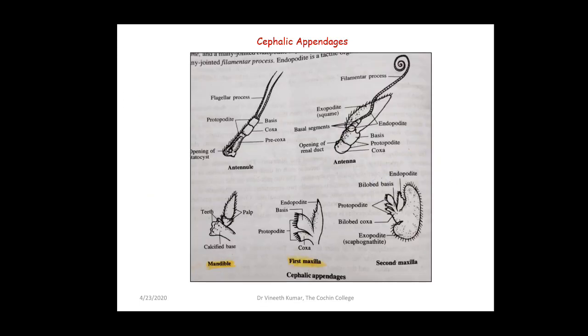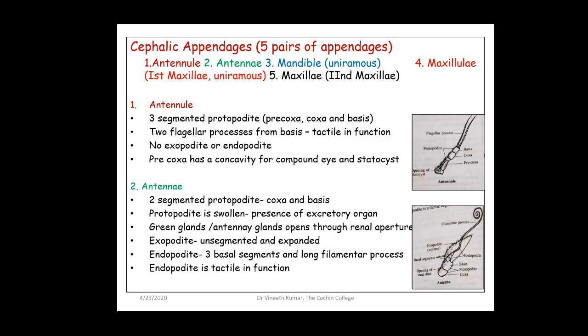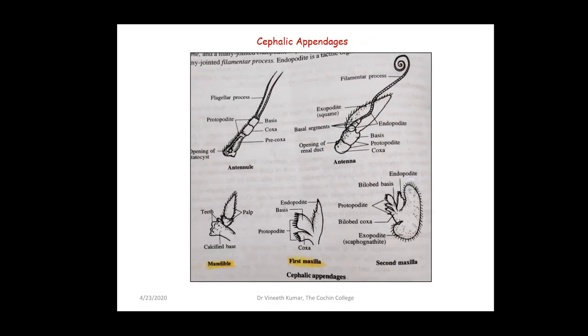Coming to the cephalic appendages, as we said, there are 5 cephalic appendages. They are the antenule, the antennae, the mandible, the first maxillae, and the second maxillae. The first maxillae are also called maxillulae, and the second maxillae are simply maxillae. So they are the other terms which are used.